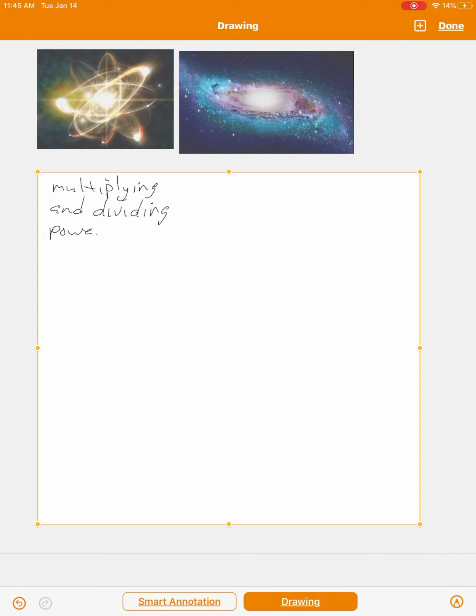Powers of 10. Okay. Again, you may have done this before, so if you're familiar with this and it's not an issue, just throw it away. You don't have to worry about it. But if you need practice in this, let's go through this issue.